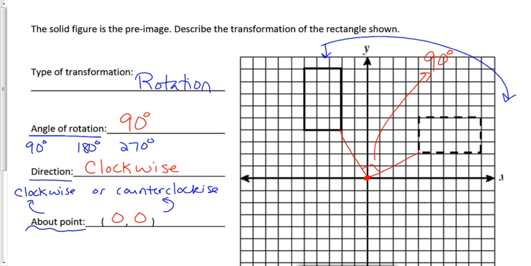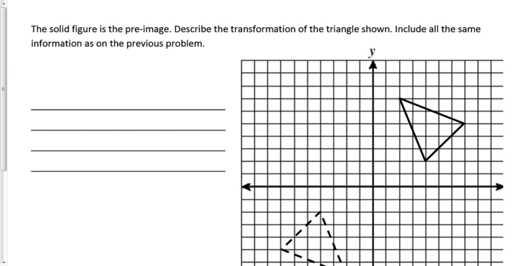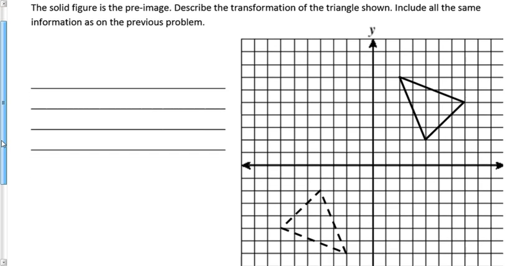If there's anything you still need to write down, pause the video here. We are moving on to the next page. So the solid is the pre-image, the dashed is the image after a transformation.